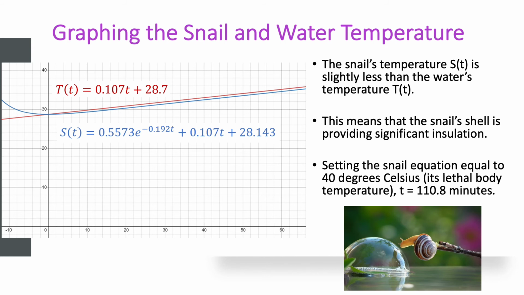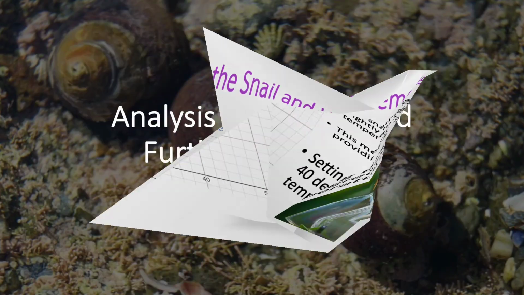Now we can put the temperature of the snail together with the water. By graphing our water temperature model in red and our snail temperature model with the shell insulation in blue, you can see that the snail's temperature is slightly less than the water's temperature. This means that the snail's shell is providing sufficient insulation. When we set the snail temperature equation equal to 40 degrees Celsius, which is the snail's lethal body temperature, it can survive in a tide pool for 110.8 minutes, about 2 hours. Unfortunately, for a tide pool of 3 to 4 hours, it seems that the snails won't survive. However, there are likely other biological factors to be taken into consideration so that the snails aren't constantly dying.